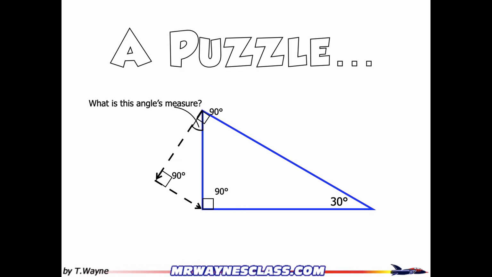All right, the answer is 30 degrees. How did I get 30 degrees? Well, if I look at it, the blue triangle is 90, 30, and I know that all the angles add up to 180 inside of a triangle. So this is actually a 30, 60, 90 triangle. So that little angle up there is 60 degrees inside the blue triangle.